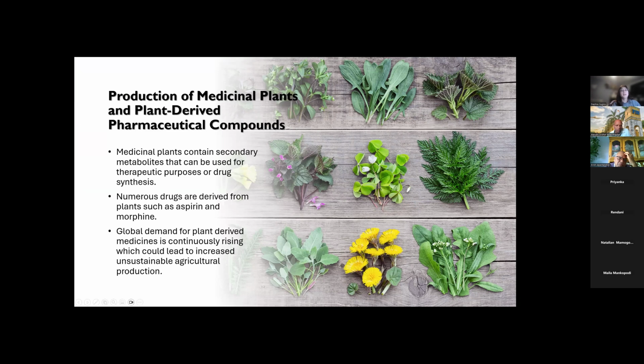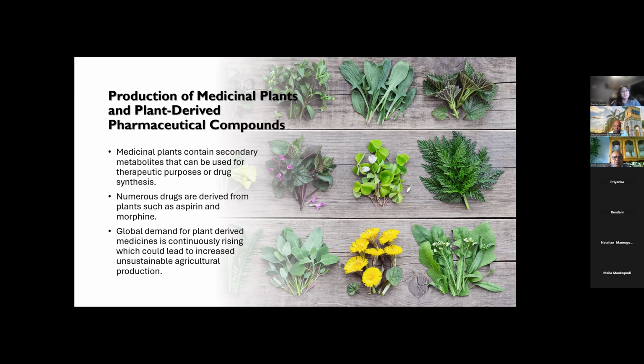So let's get started. So a medicinal plant contains compounds that can be used for therapeutic purposes or also drug synthesis. Observed pharmaceutical properties in plants can be attributed to the presence of secondary metabolites, such as phenolic compounds, terpenes, and also alkaloids and saponins. For those of us that are not super familiar with the term secondary metabolites, these are just non-essential plant compounds that play a role in stress management, defense, and also sexual reproduction.